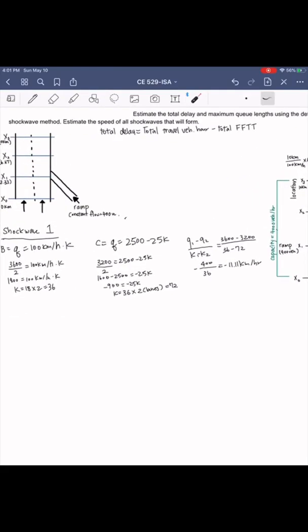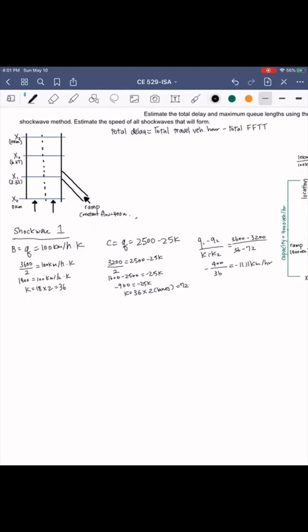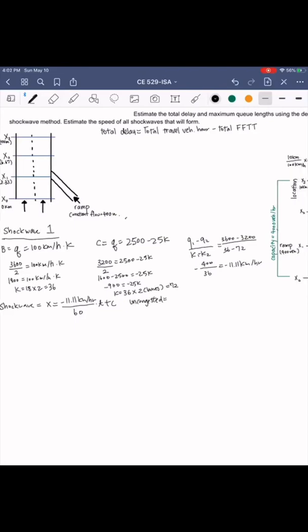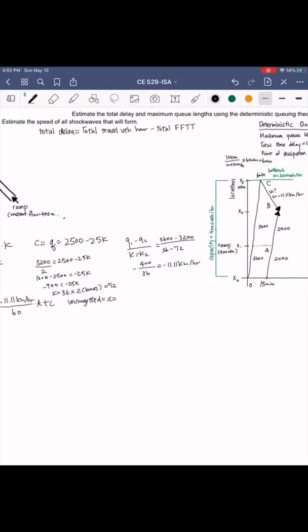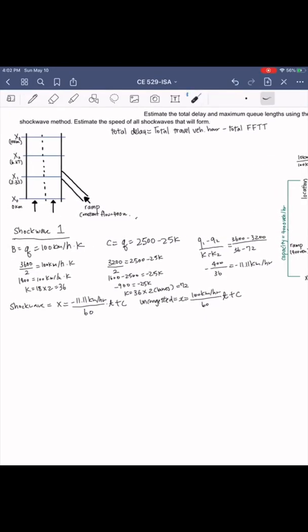So let's write it down here. We know the travel of both lines, the speed of both lines. So for the shock wave, the x location equals negative 11.11 kilometers per hour times t plus c. And then let's convert that into minutes, divided by 60 here. And then for the free flow uncongested, that left at 15 minutes, it'll equal x equals 100 kilometers per hour, divided by 60 times t plus c. And let's solve this equation first.